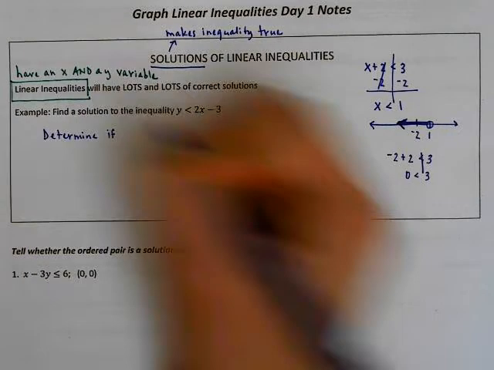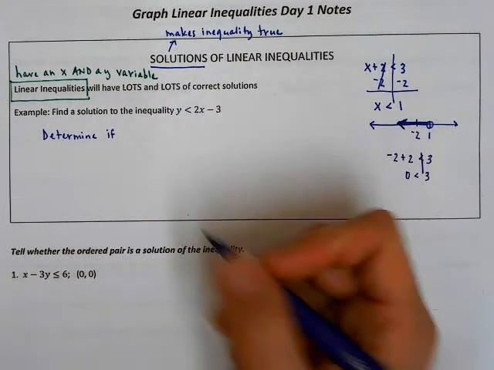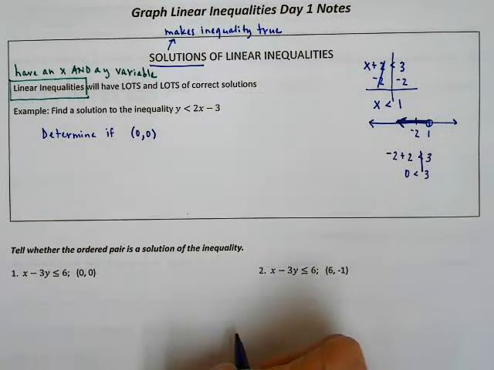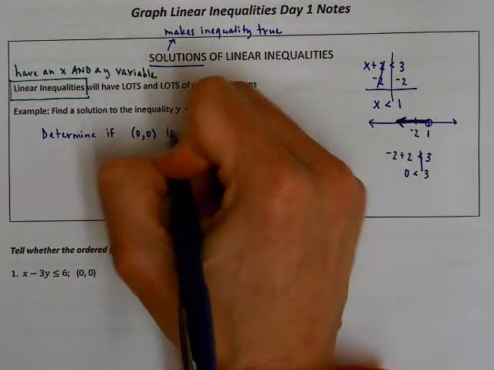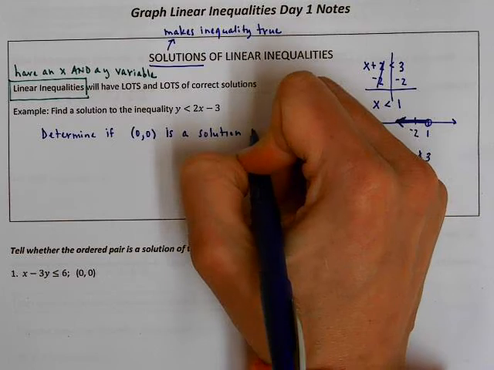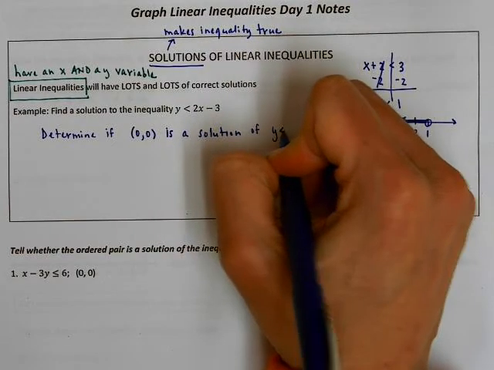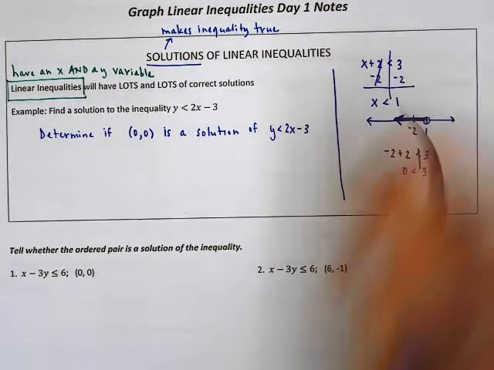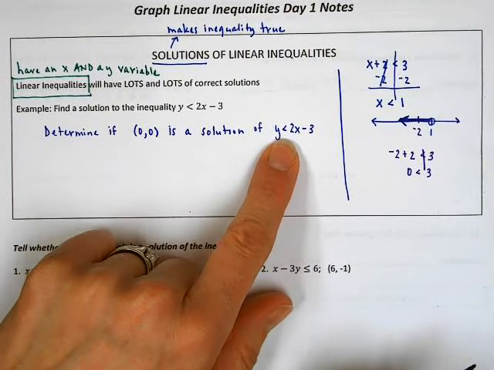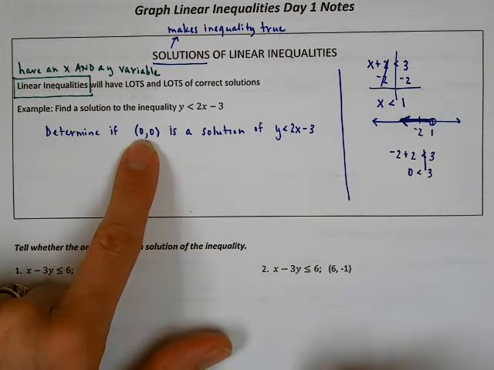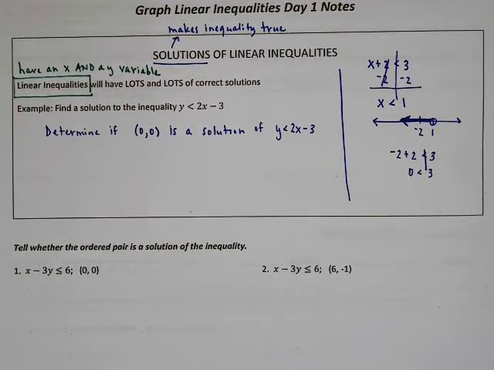So the first thing we need to be able to do, this example says find a solution, but really what we're going to be asking you to do is to determine if a point, let's say in this case 0, 0, is a solution of the inequality y is less than 2x minus 3. That's what it might look like. I know I have a linear inequality here because I have an x and a y, and I'm being asked if this point is a solution.